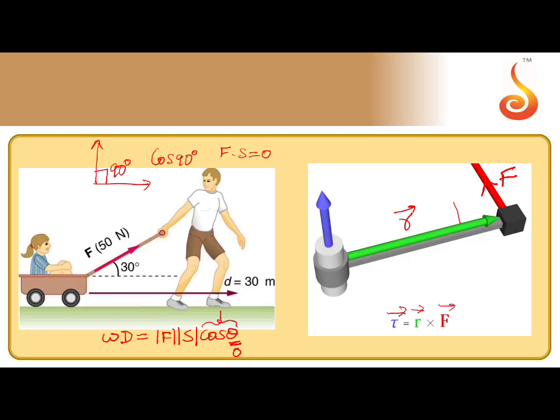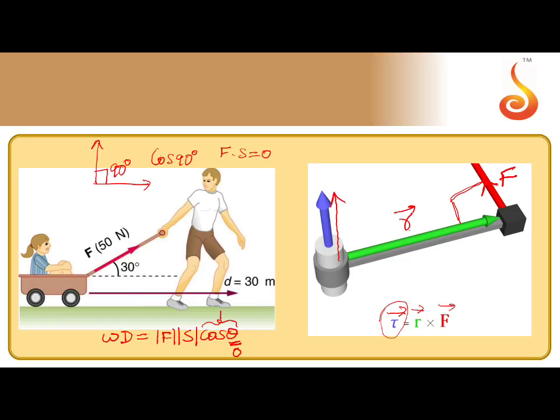You observe these two are perpendicular to each other. Then the cross product of R and F will give you the torque acting on it. It will pull the screw out.